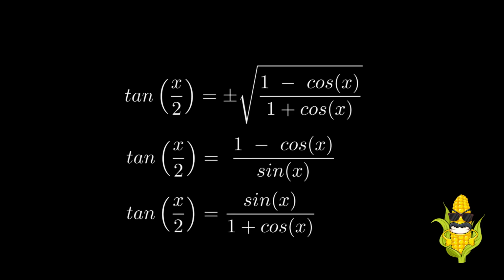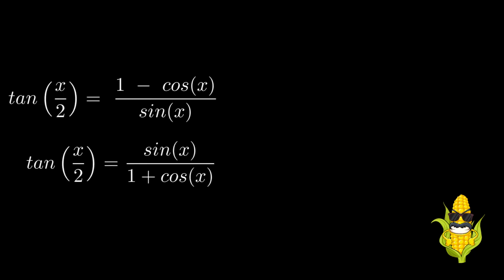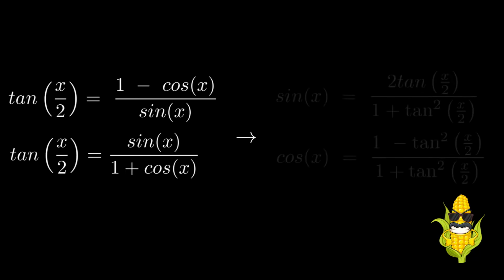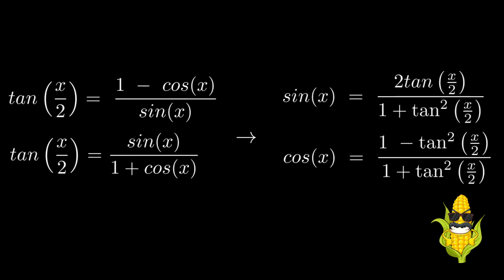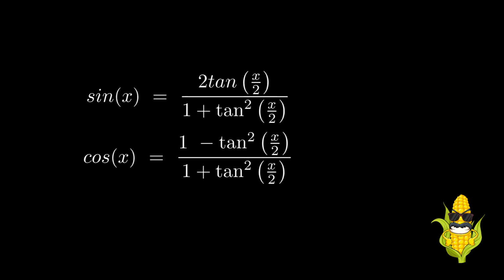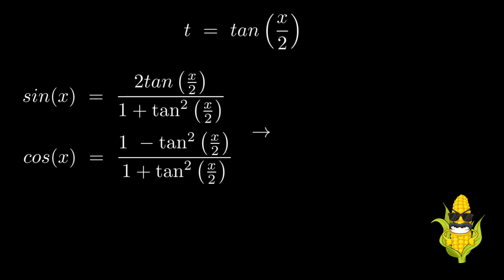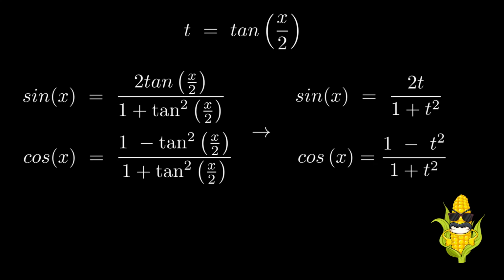The theory behind it is that there are these tangent half-angle formulas that everybody who has taken a pre-calculus course has seen before. These two can be rearranged so that you get cosine and sine expressed as a function of the half-angle tangent. Now this is exciting because if you make the substitution of t equal to tangent of x over 2, you can represent sine and cosine as rational expressions involving t.